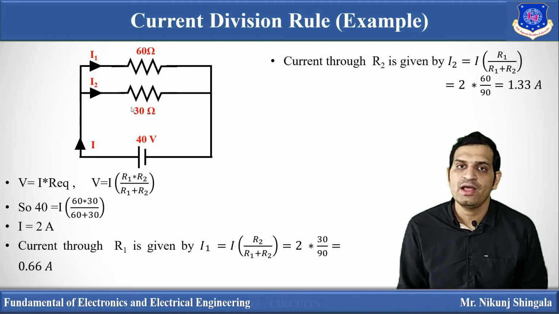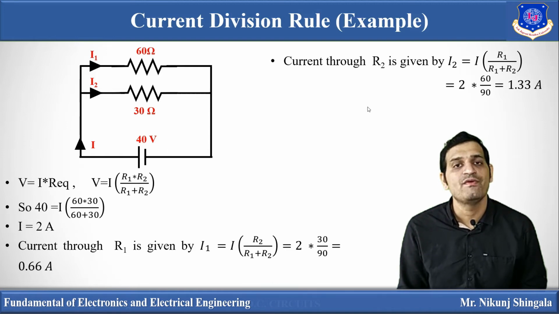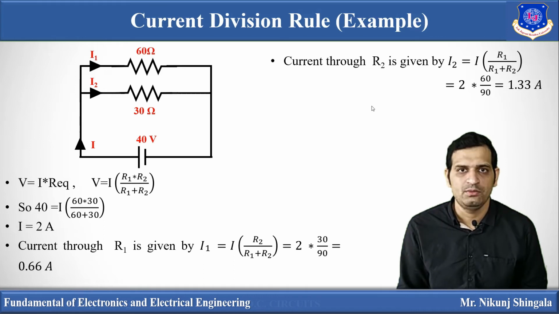Now we can verify our answer by adding both these values. So 1.33 plus 0.66 ampere is equivalent to 2 ampere. So I is equal to I1 plus I2. So the value which we have got is correct.